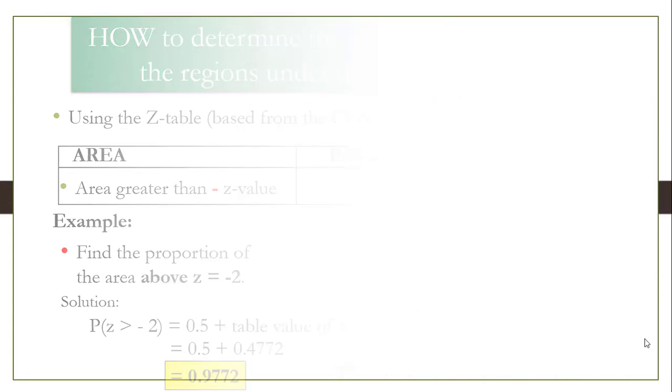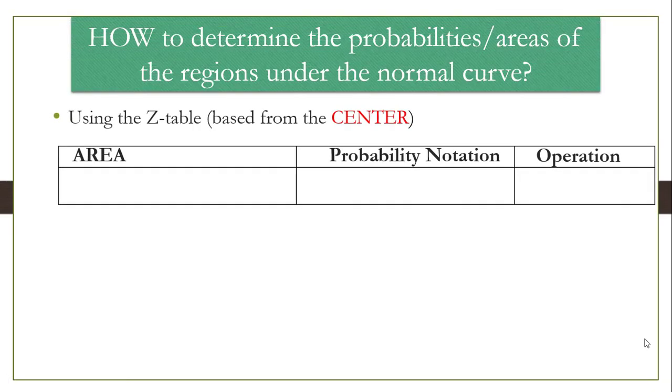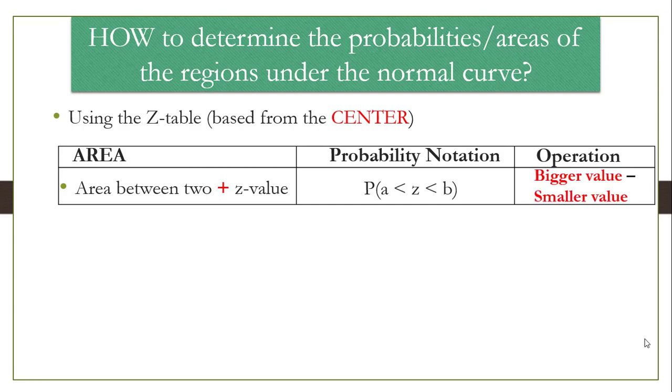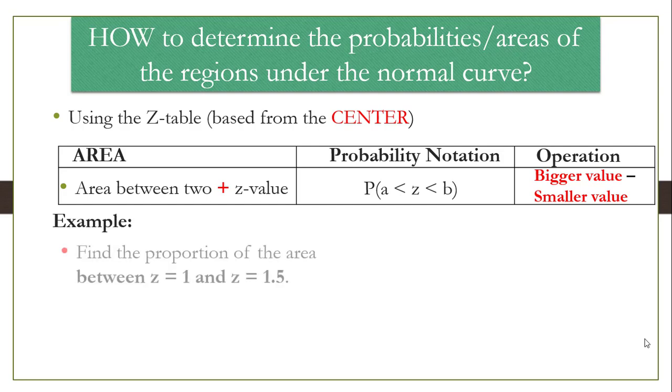Now, let us have another example. Suppose we have area between two positive z values. If we have this kind of situation, this would be the probability notation. And the operation would be bigger value minus the smaller value. So, the bigger value of those particular z values, we subtract the smaller value and we get the area of that.